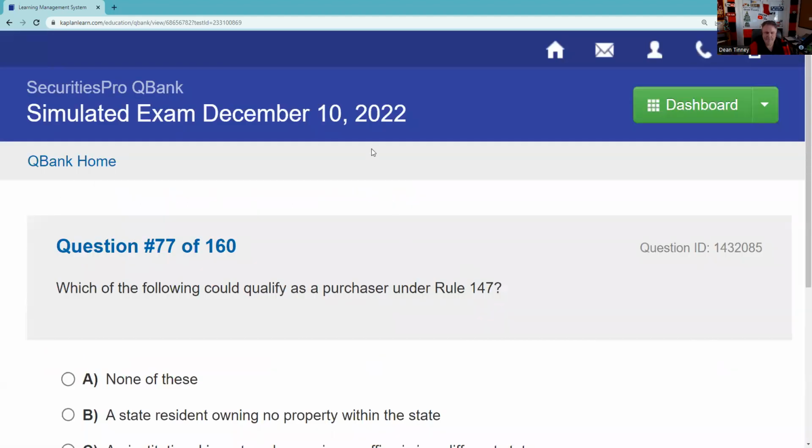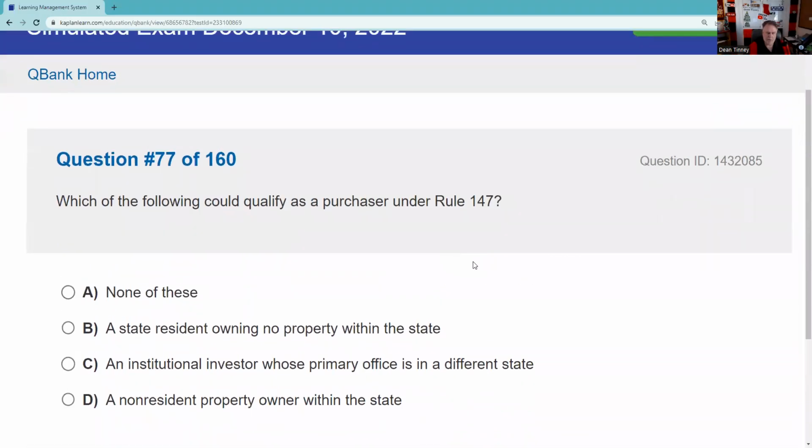Question 77. Which of the following? So 147 is an interstate offering of securities. And one of the things about Rule 147 is we can only sell it to residents of the state. So who can qualify? It would be a resident of the state. And they can resell after 6 months, and the issuer has to have 80% of their business and assets within the state. So the answer is B.